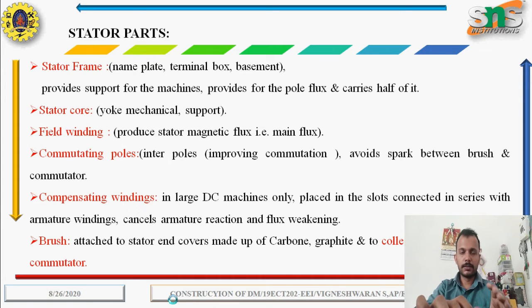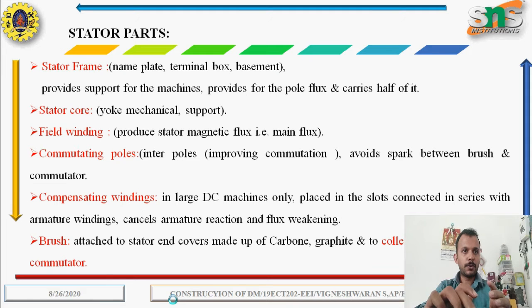These are the stator parts. Stator frame: the stator frame consists of the nameplate, terminal box, and basement. This provides mechanical support to the entire internal and external parts of the DC machine, and it carries the poles. Stator core: the yoke is called the stator core, and it provides mechanical support.